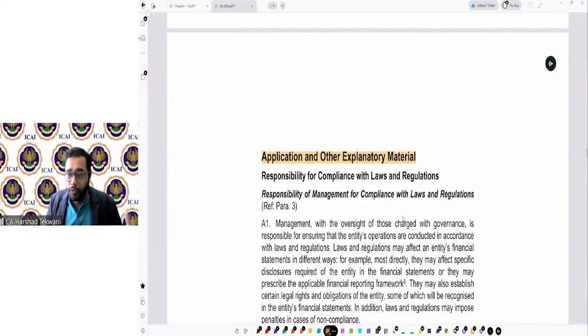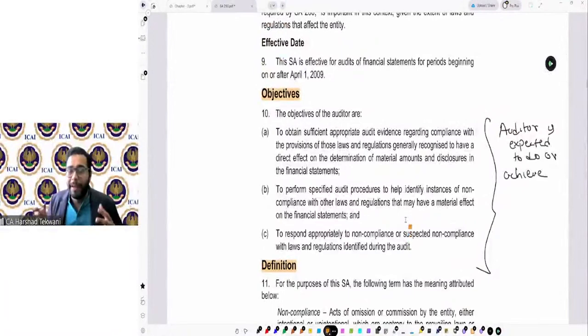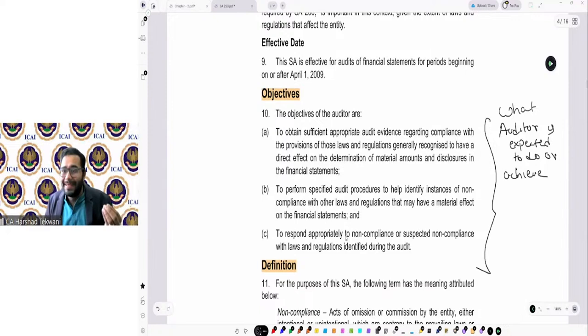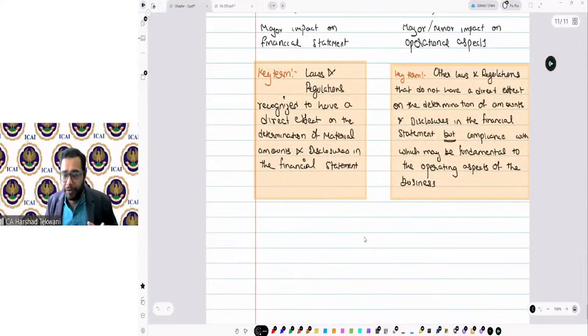Okay, so when I talk about objective, objective means what the auditor is expected to do or achieve, as it is there in the requirement. What the auditor is required to do or achieve is the objective. And this standard, as I say, standards are a guiding path for you. They set the expectations, what is expected from you. In case of these two types of laws and regulations, expectations are different by the standard itself.